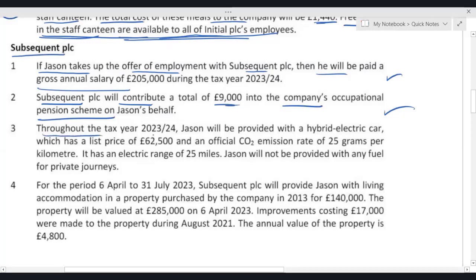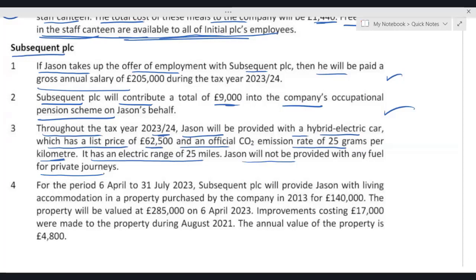Throughout the tax year 23-24, Jason will be provided with a hybrid electric car. Oh, wow. Which has a list price of 62,500 and an official CO2 emission rate of 25 grams per kilometer. It has an electric range of 25 miles. Jason will not be provided with any fuel.